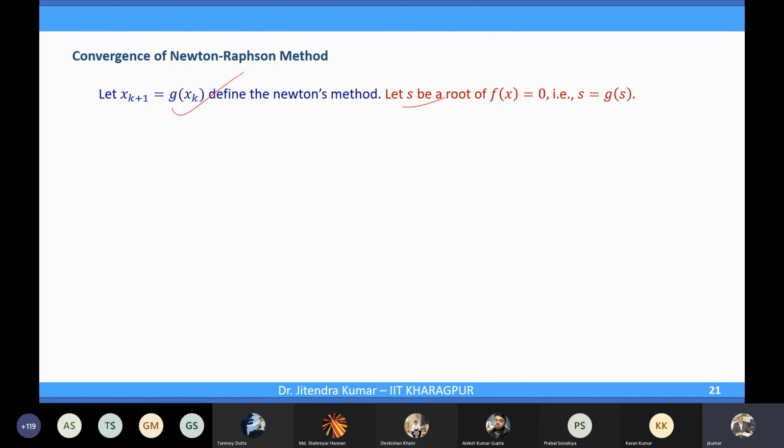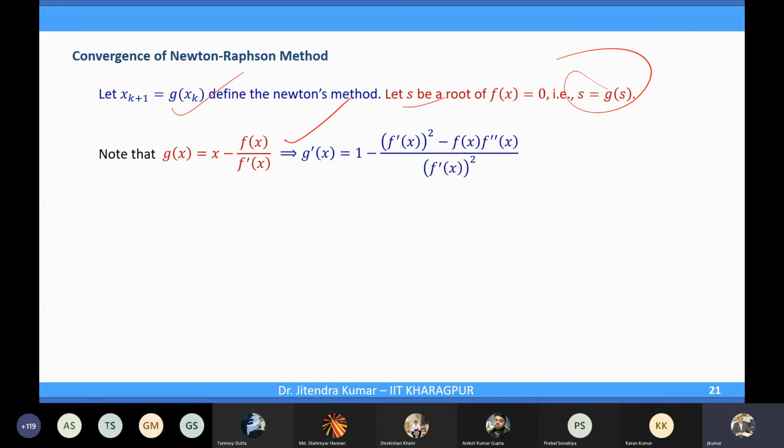Let's say that s is the exact root. Because for the convergence we need to look at the error xk minus s. So let's assume that s is the exact root of f(x) = 0. That means s satisfies s = g(s). Now this is your g(x), as we know already, and g prime.